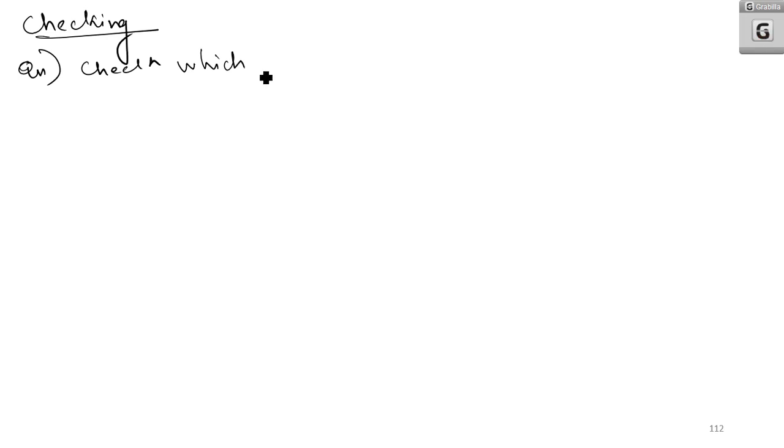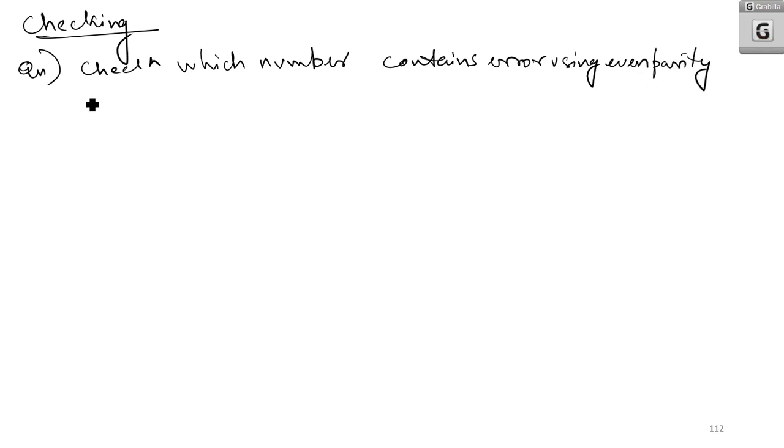Now coming into some checking part using some examples. So I am having a question. Check which number contains error using even parity method. Okay. So there are 3 data.